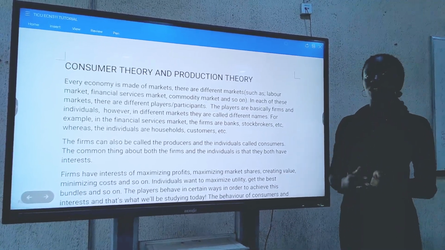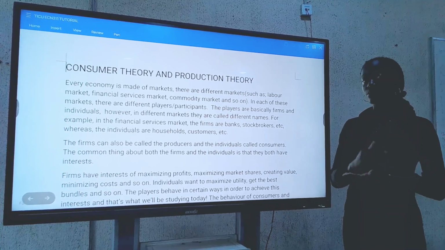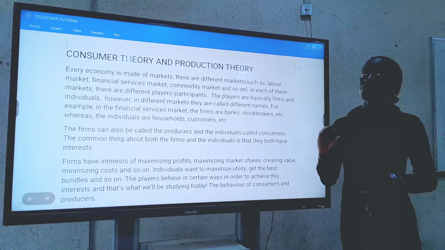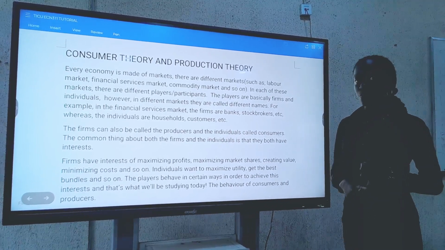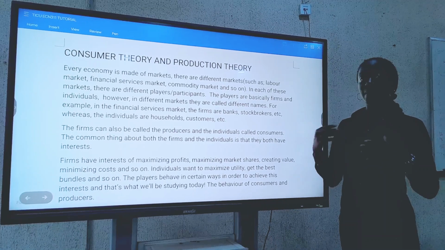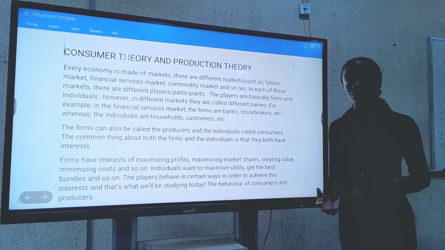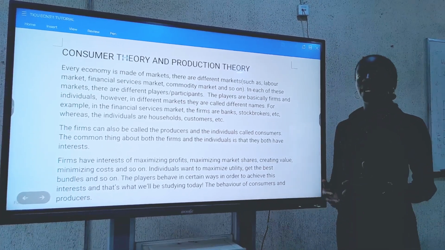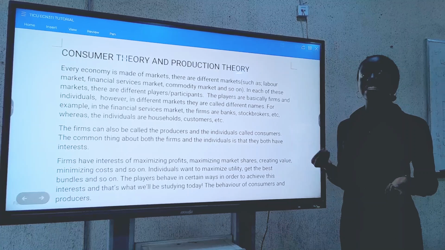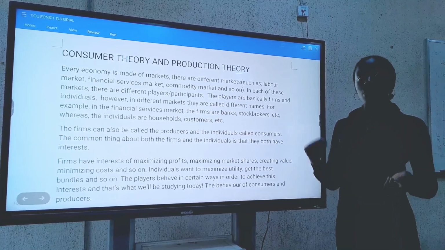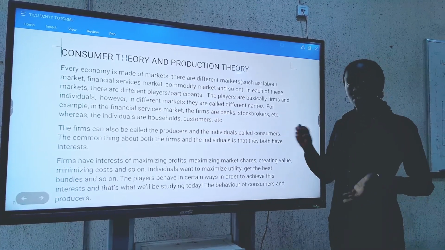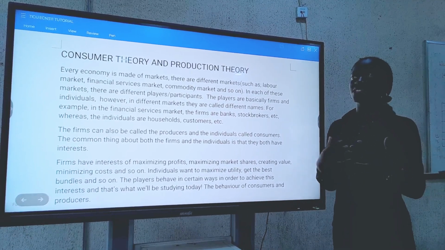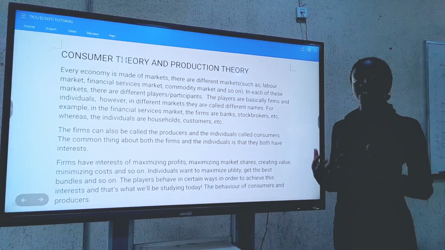Like in the commodity markets, we have the producer and we have the consumer. Both have their own interest, and the firm's interest is majorly to maximize profit. They also have other interests such as maximizing market shares, creating value, minimizing cost, and so on. The consumers also have their own interests of maximizing utility. Consumers want to get the best of the bundle with a budget constraint. They want to get the best of the bundle for their income. So when they are buying something, they want to get the best possible alternative with their money.